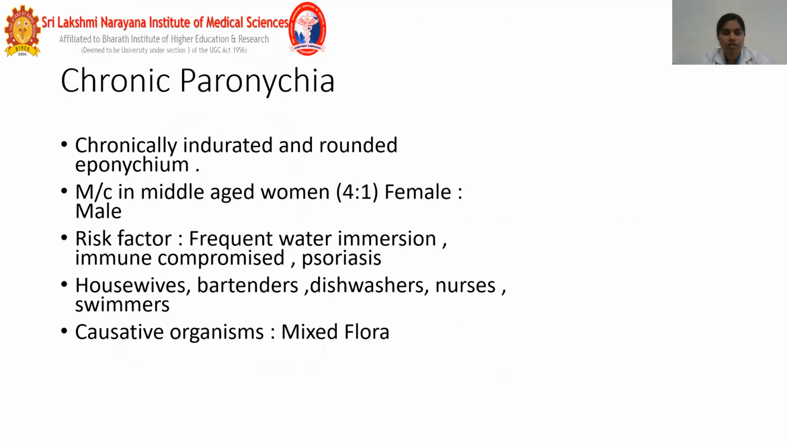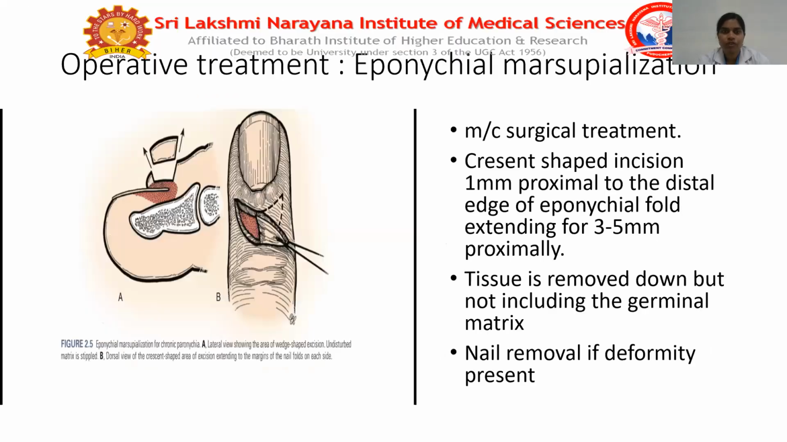Coming to chronic paronychia. This is usually seen in middle-aged women. It is more common in women, and a chronically indurated and rounded eponychium will be present. The risk factors are frequent water immersion, psoriasis, and immunocompromised states such as diabetes. The affected population groups are housewives, bartenders, dishwashers, nurses, and swimmers. The causative organism is usually mixed flora.